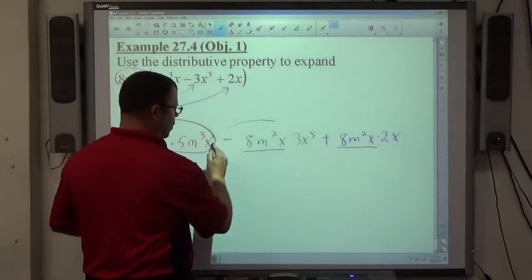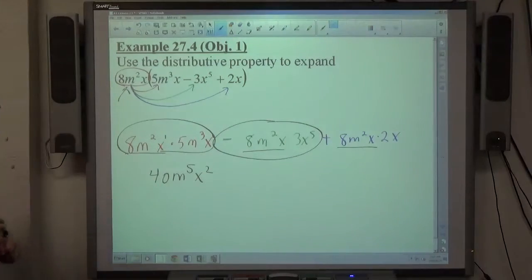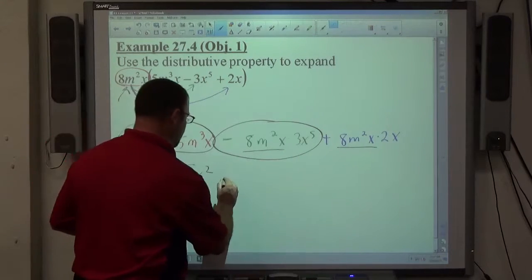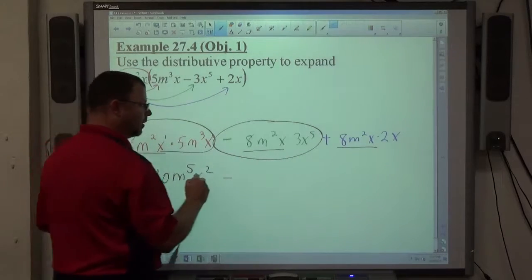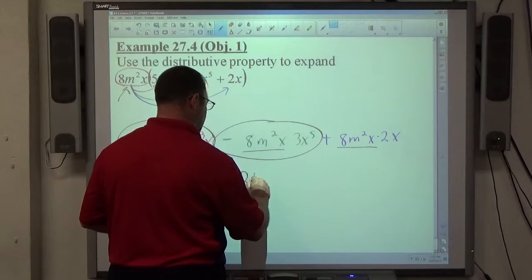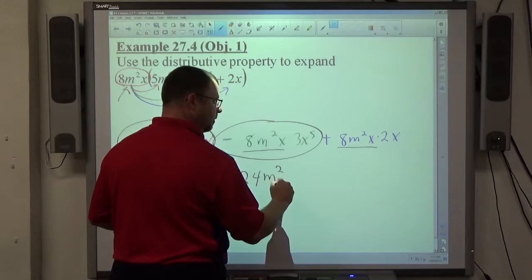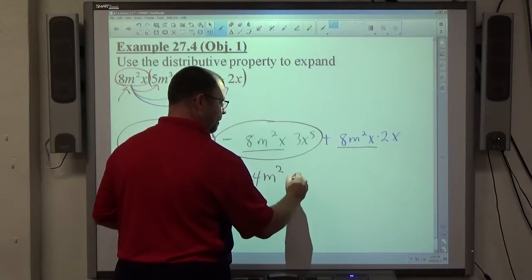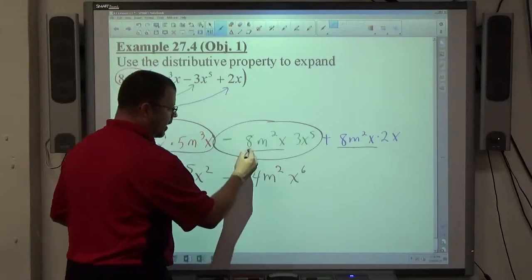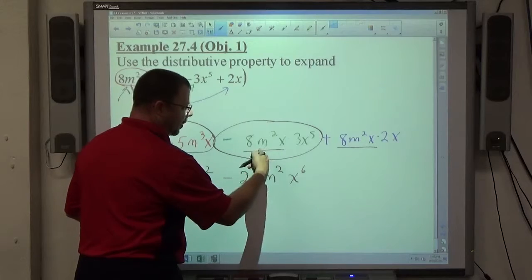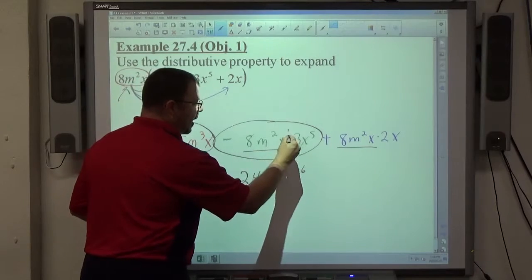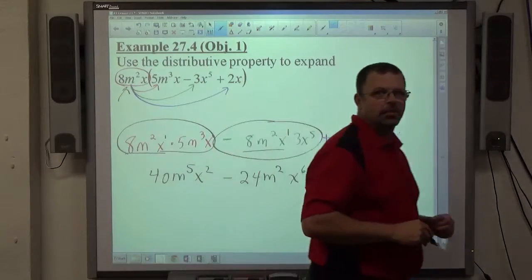Bree, what's wrong with the second term here? There's too many x's and too many numbers. Perfect. So what do you get as a simplified version of this? It would be 24 m to the second power and x to the sixth power. Perfect. Okay, same deal. 8 times 3 makes it 24. M squared is fine, so she left it alone. X to the first and x to the fifth, you add the powers to get x to the sixth.